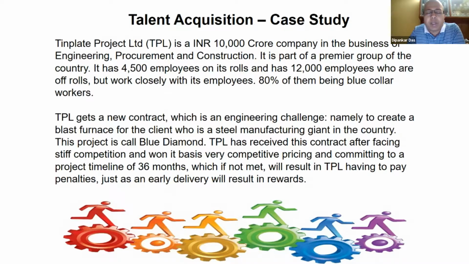So if they deliver early, they will get rewards. If they deliver beyond the deadline, they will be penalized. So you can see that there is a company which is very large and it has got 4,500 employees on its rolls and 12,000 employees who are off rolls, which means that they are on contract.